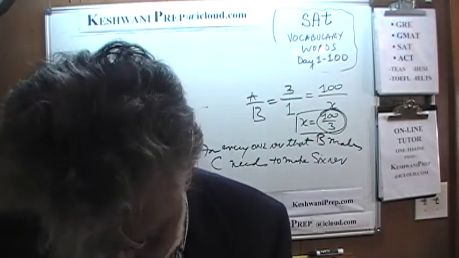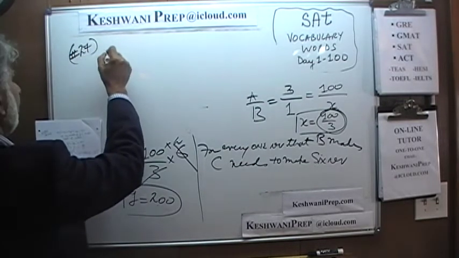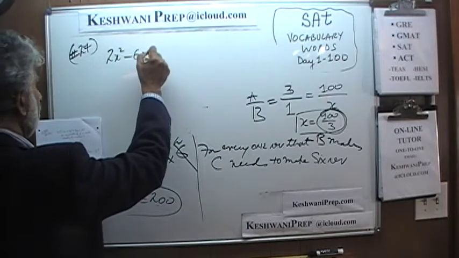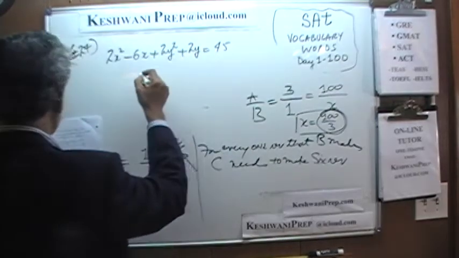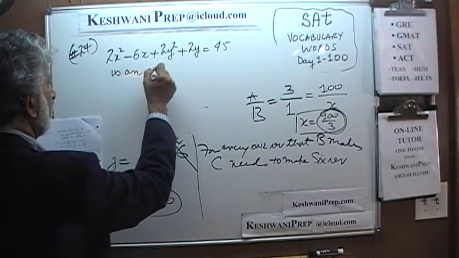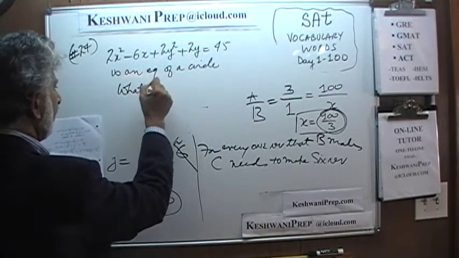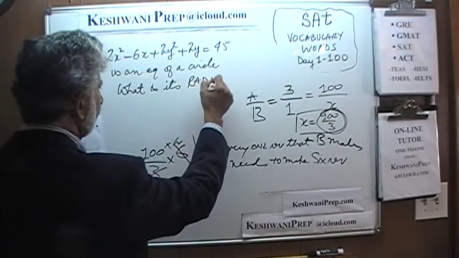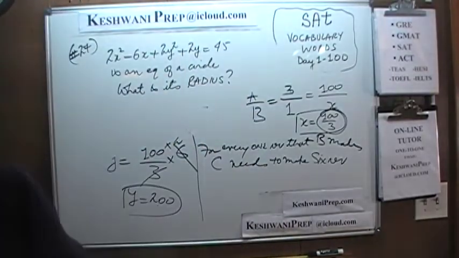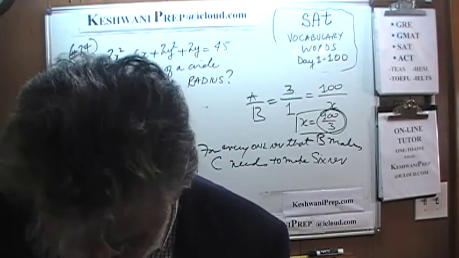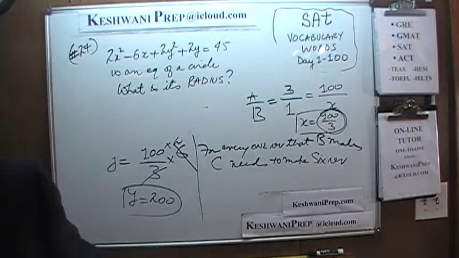That was 26. Let's take a look at number 27. Number 27 says that we have this equation, 2x squared minus 6x plus 2y squared plus 2y equals 45. We are told that this is an equation of a circle. The question simply is, what is its radius? This equation that we see here in front of us is an equation of a circle. What is the radius of this circle? Let's find out, shall we?